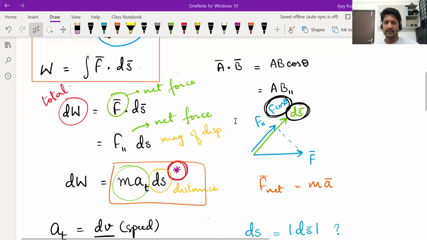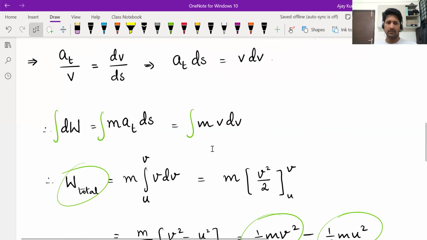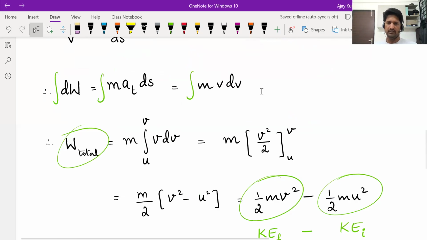So if you are considering the net tangential force, you can equate it to mass into tangential acceleration. That's from Newton's second law. And since the displacement is very small, magnitude of displacement can be taken as distance also. So we get dW, small amount of work done in a small displacement, is m a_t ds, distance. And then we proved that from definition of tangential acceleration and speed, we proved that a_t ds can be written as v dv, where v is the speed of the object. And then we rewrite that equation dW is equal to m a_t ds as m v dv. After that, it's simple integration substituting limits.